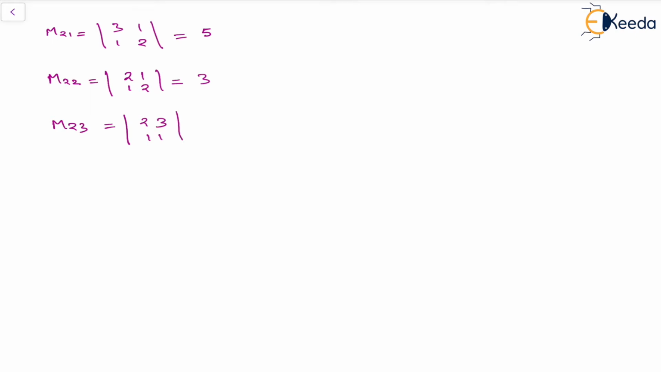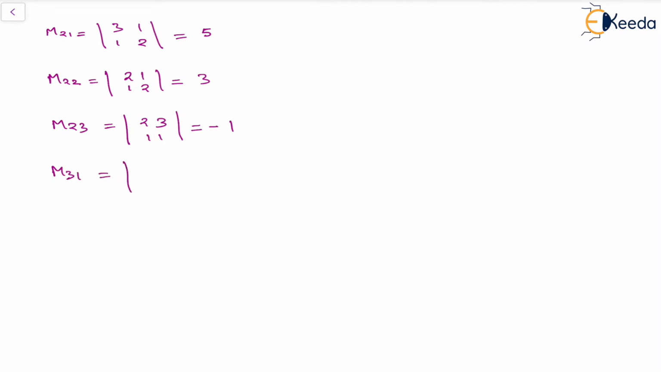M21 will be 3, 1, 1, 2, which is 3 times 2 minus 1, which is 5. M22 will be equal to 2, 1, 1, 2, which is 4 minus 1 equal to 3. M23 will be 2, 3, 1, 1, which is 2 minus 3 equal to minus 1.